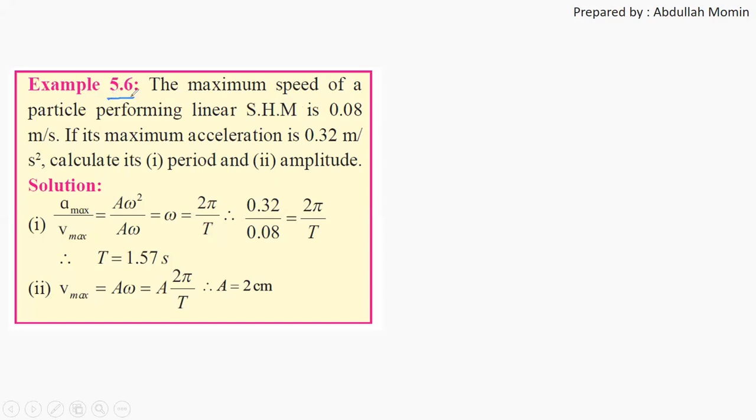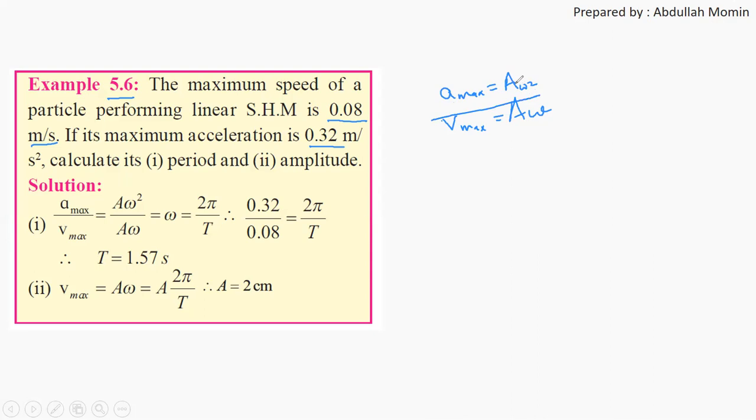This is example 5.6 from the solved section of the textbook, and the question is: the maximum speed of a particle performing linear SHM is 0.08 meter per second if its maximum acceleration is 0.32 meter per second square. Calculate its period and amplitude. So if the velocity is maximum, we have the formula for maximum velocity, that is A omega, and the formula for maximum acceleration, that is A omega square.